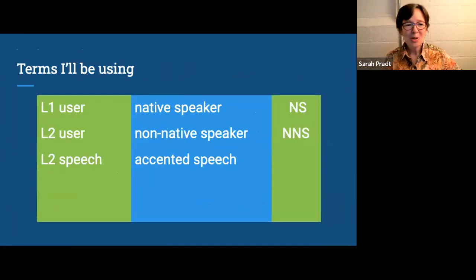So I'll be using some terms today. I'll be using these kind of willy-nilly, but I do want to ask your advice later on where I should settle. I'll be using L1 user for native speaker, with abbreviation NS. I'll be using L2 user for non-native speaker, abbreviation NNS. I'll be using L2 speech and accented speech.